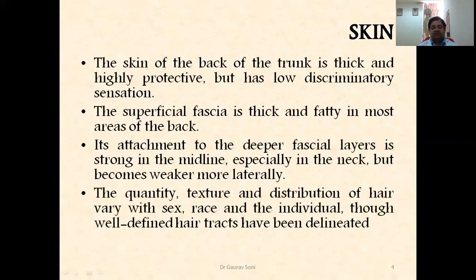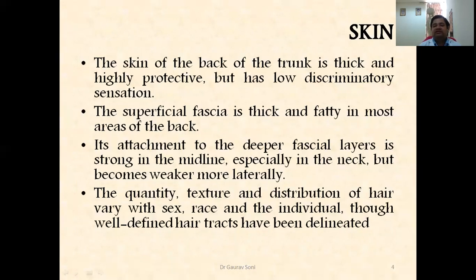So first of all, when we go towards the back side, we see the skin. The skin of the back is thick and highly protective, but has low discriminatory sensation. The superficial fascia is thick and fatty in most of the areas. The attachment to the deeper fascial layers is strong in the midline, especially in the neck, but becomes weaker more laterally.